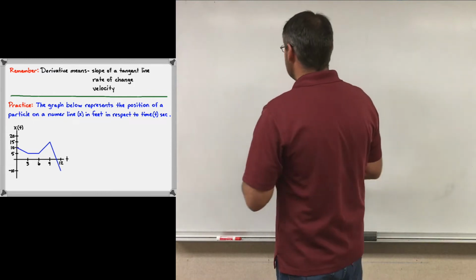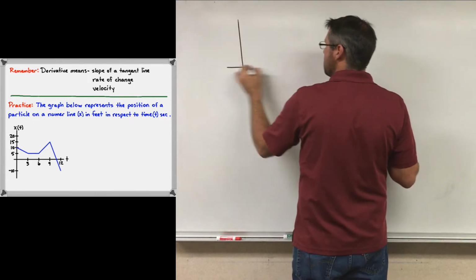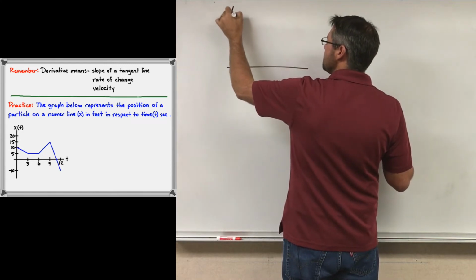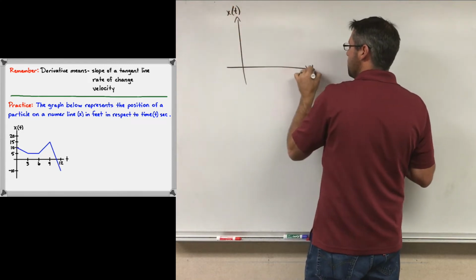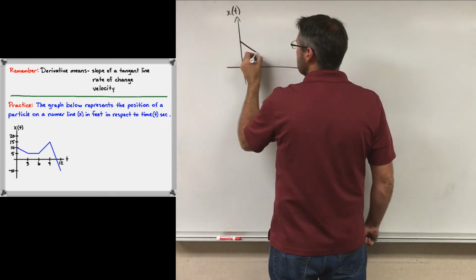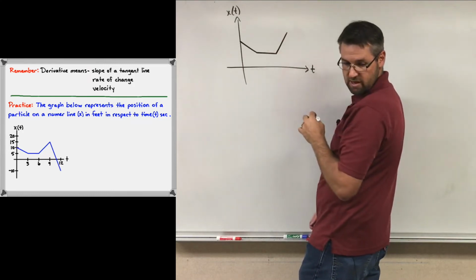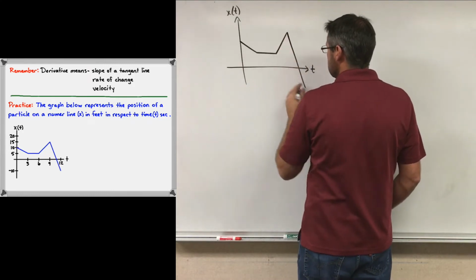It doesn't represent the speed. It doesn't represent anything else. It's a pretty basic graph. x of t is the position of the particle. So I'm going to go ahead and duplicate this graph here the best that I can. And if it's a little off, that's okay, we'll survive. Okay? So something like this.